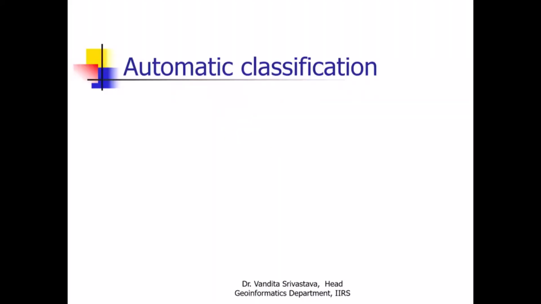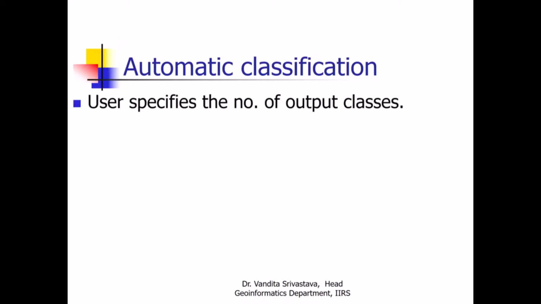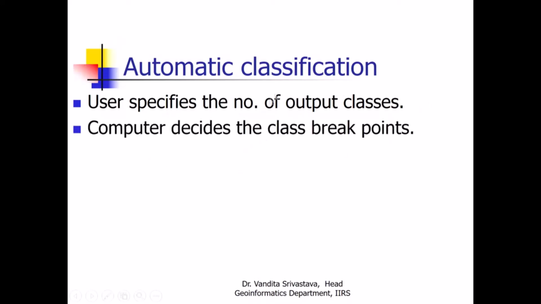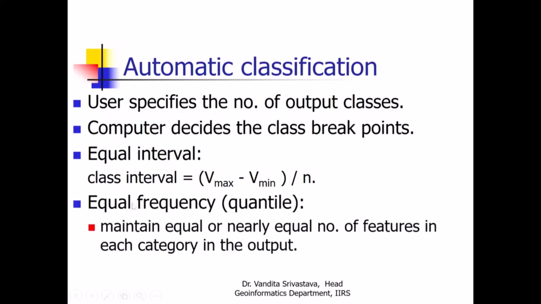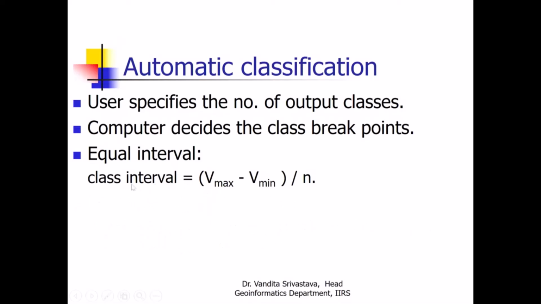But automatic classification has got a fixed scheme. So as I said, the user specifies the number of output classes. The classes in the input are already given, so we need not talk about the input number of classes, but output classes are given by the user. The algorithm decides the class breakpoints, that is the class interval, where to break this data. This happens usually for numerical data sets. So there are two schemes, equal interval and equal frequency. In case of equal interval, the class interval is calculated like this: the maximum value minus the minimum value divided by the number of classes.